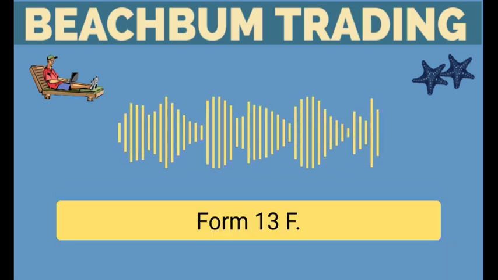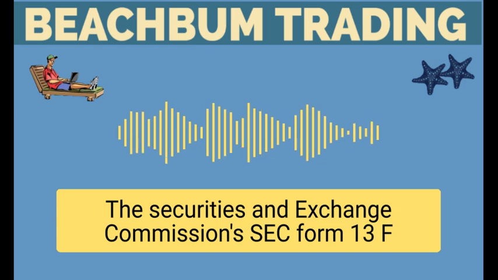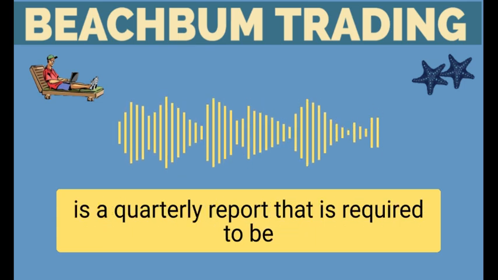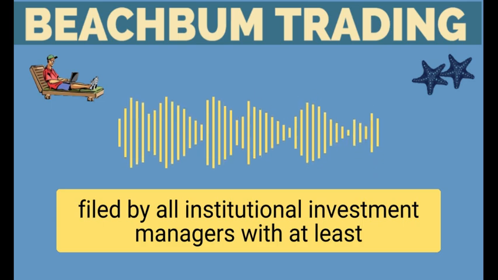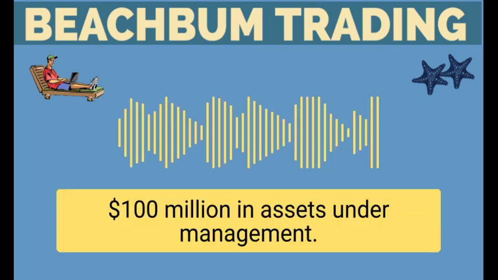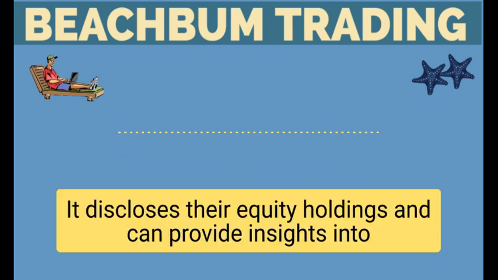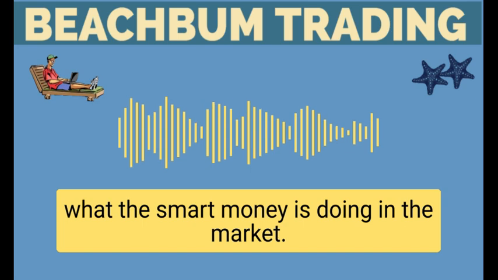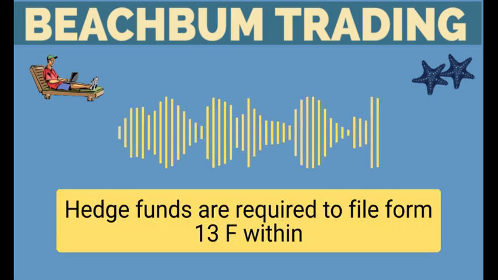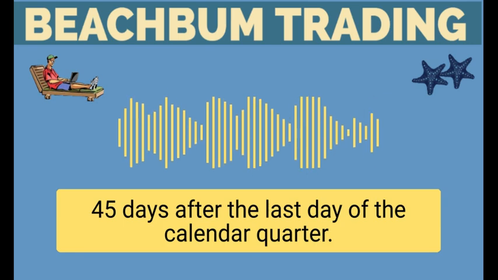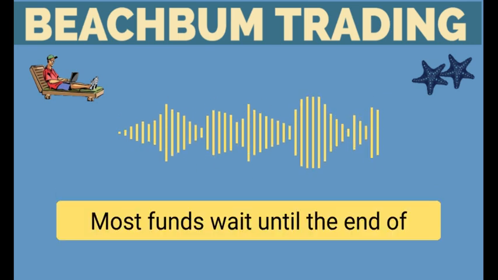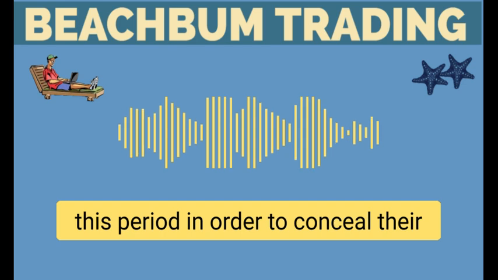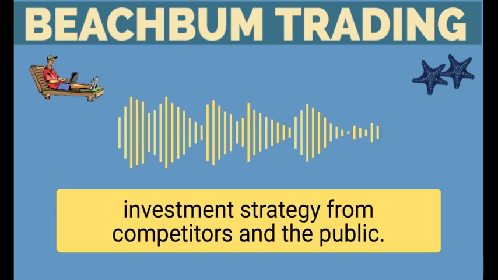What is SEC Form 13F? The Securities and Exchange Commission's SEC Form 13F is a quarterly report that is required to be filed by all institutional investment managers with at least $100 million in assets under management. It discloses their equity holdings and can provide insights into what the smart money is doing in the market. Hedge funds are required to file Form 13F within 45 days after the last day of the calendar quarter. Most funds wait until the end of this period in order to conceal their investment strategy from competitors and the public.